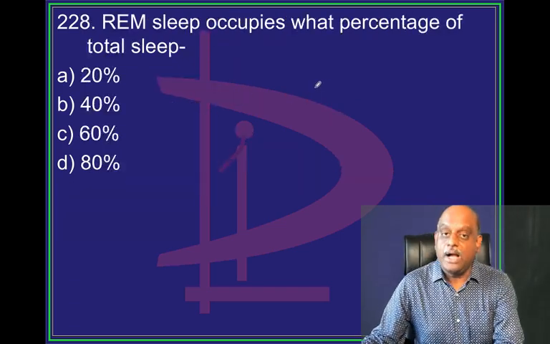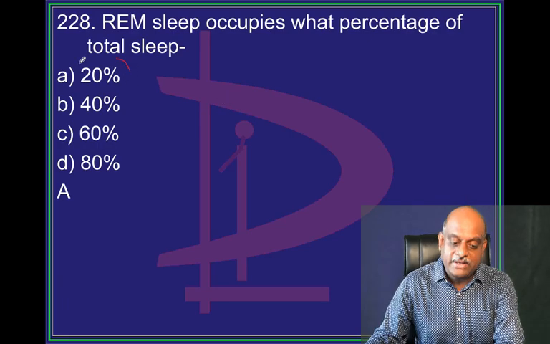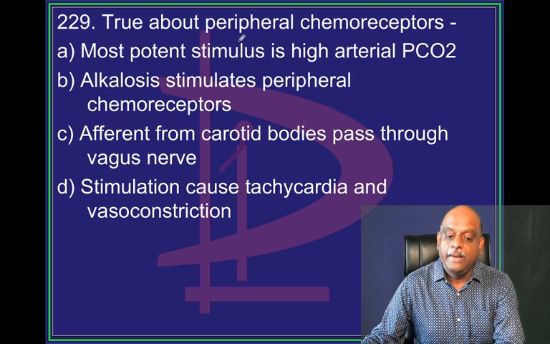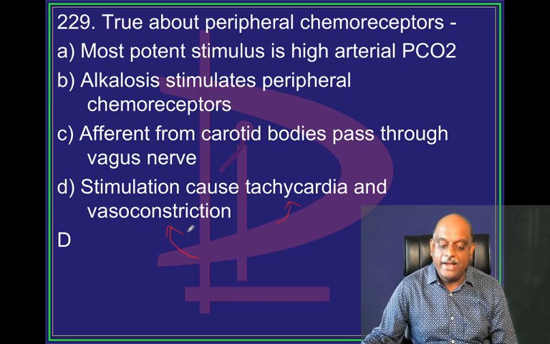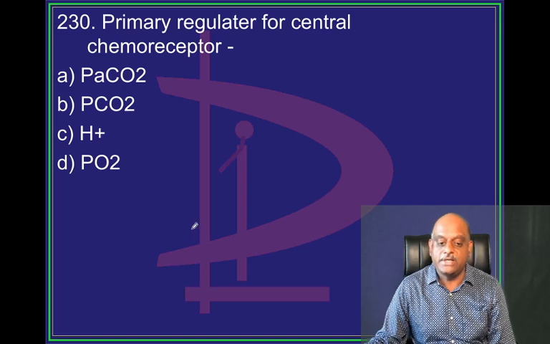Now doctor, REM sleep is 20% of the total sleep. Peripheral chemoreceptors, their stimulation leads to tachycardia, it leads to vasoconstriction.